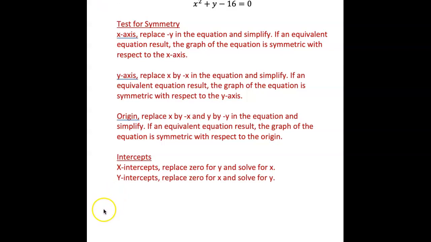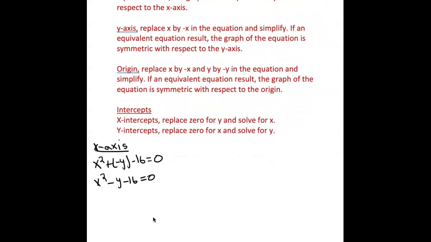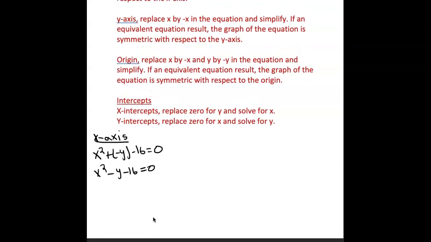So let's first do the symmetry. Let's look for x-axis symmetry. I'm going to replace the y with -y. So I'm going to have x squared plus -y minus 16 equals 0. This gives me x squared minus y minus 16 equals 0. You can see that is not the same as the original, so you have no x-axis symmetry.